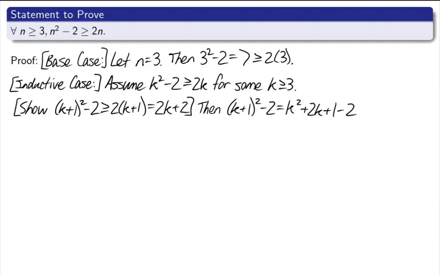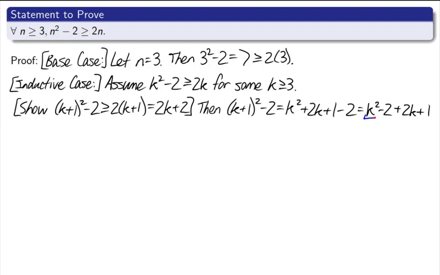As soon as we can, we want to use what we call the inductive hypothesis. This statement right here, k squared minus 2 is greater than or equal to 2k, is a statement that I should use as soon as I can. It's my inductive hypothesis. Let me rewrite instead of simplify algebraically. I'll write this as k squared minus 2 plus 2k plus 1.